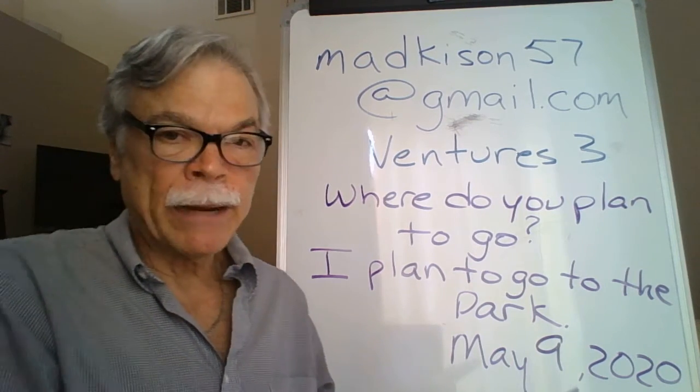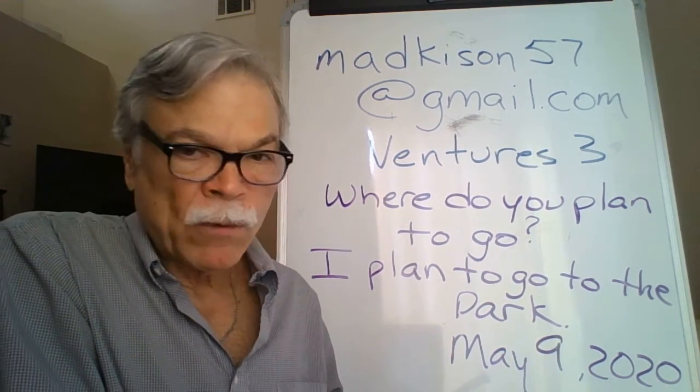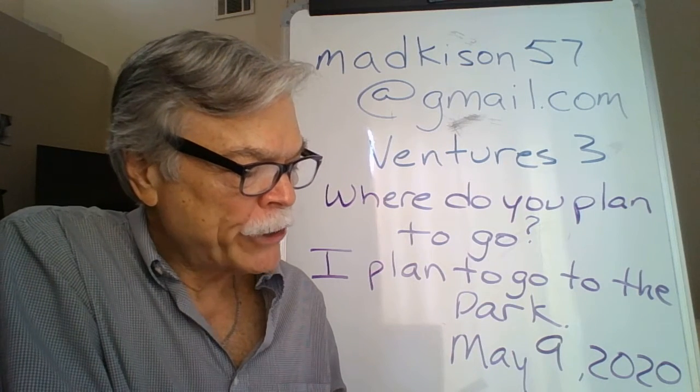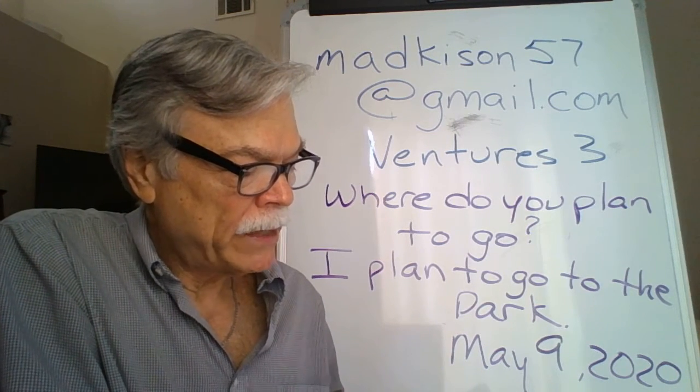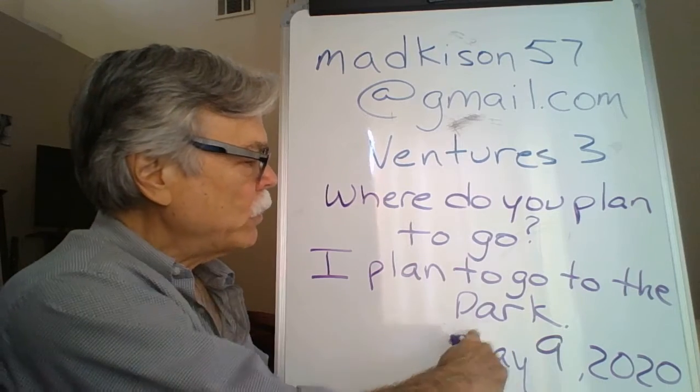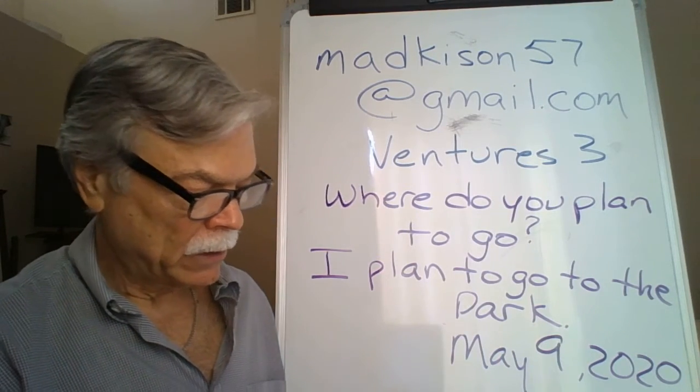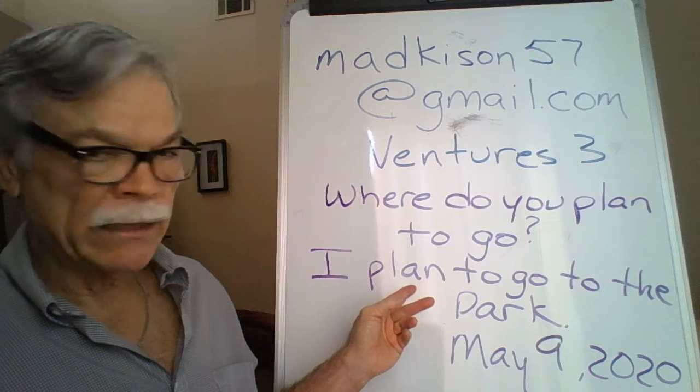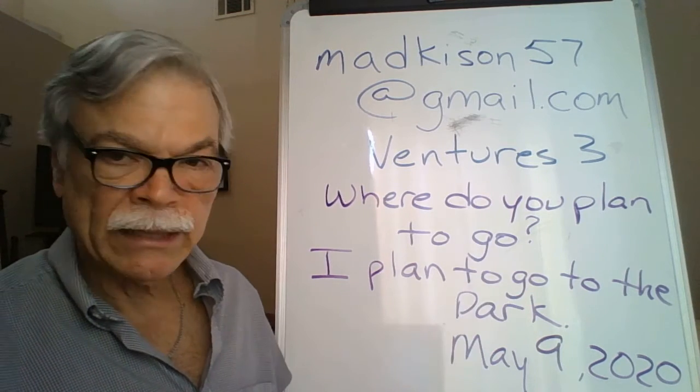Now let's look at some examples. Here are some questions. Where do you plan to go? The answer is, I plan to go to the park. So, plan is the main verb, to go is the infinitive.